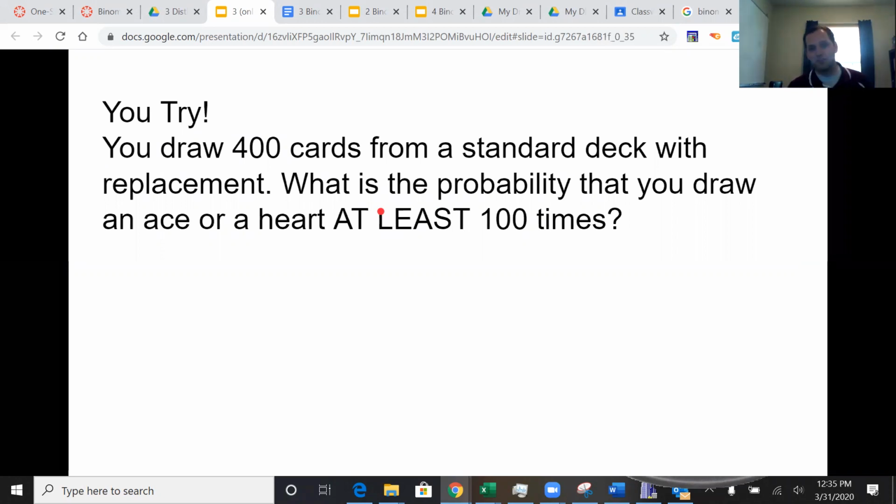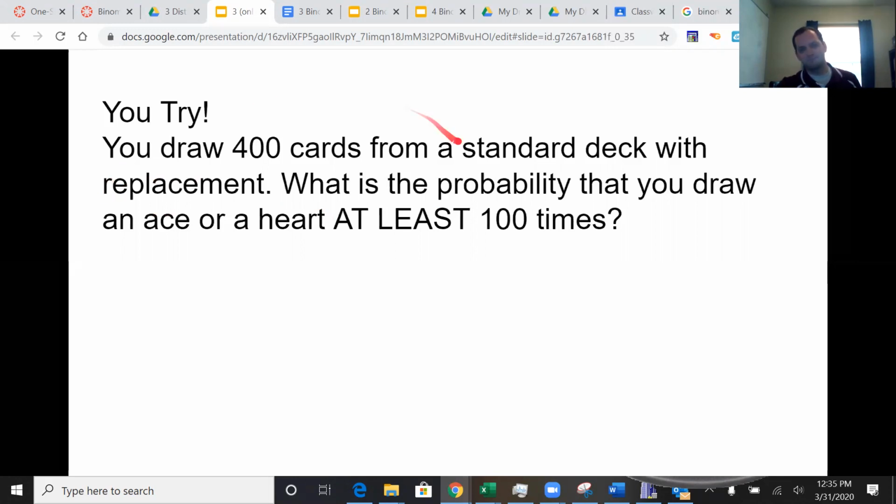So you draw 400 cards from a standard deck with replacement. What is the probability that you will draw an ace or a heart at least 10 times? How many aces or hearts are in a deck? That's your hint. Out of 52. All right, pause it, give it a try.